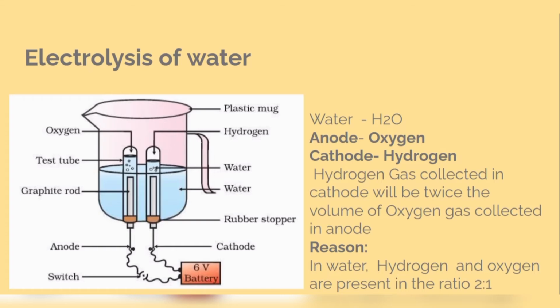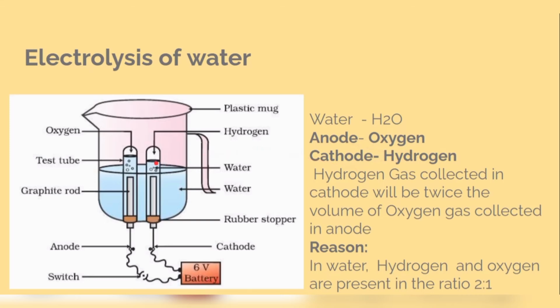But in this water, we need to add a little bit of acid or alkali because pure water does not conduct electricity. The reaction will become faster if you add any type of acid or base, but mostly we add sulfuric acid. The water formula is H2O. On electrolytic decomposition, it will produce oxygen gas at the anode and hydrogen gas at the cathode.